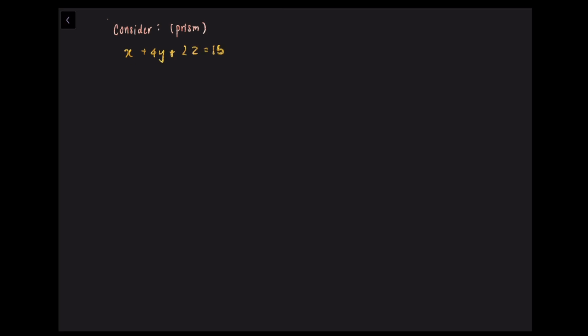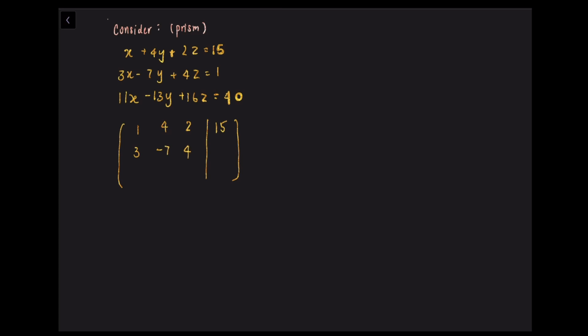Let us now consider again the system of equations given below which formed a prism. So we have x plus 4y plus 2z equals 15, and 3x minus 7y plus 4z equals 1. And finally, 11x minus 13y plus 16z equals 40. And we can now represent it in matrix form, like this. Simplifying using the elementary row operations, the new second row is the previous matrix row 2 minus 3 times row 1. And the new third row will have the previous row 3 minus 11 times row 1.